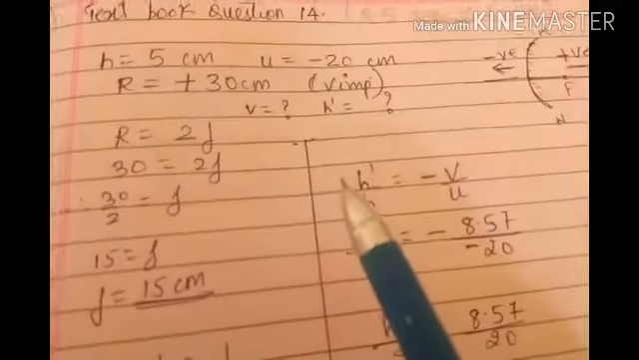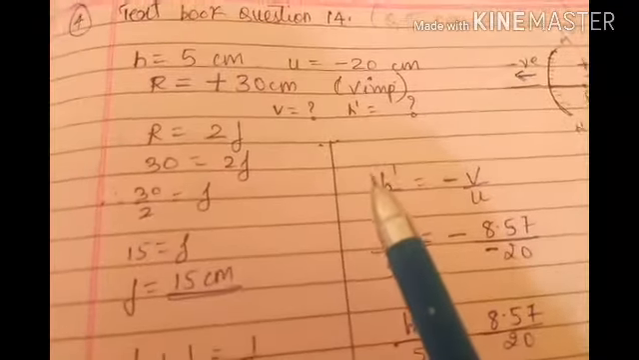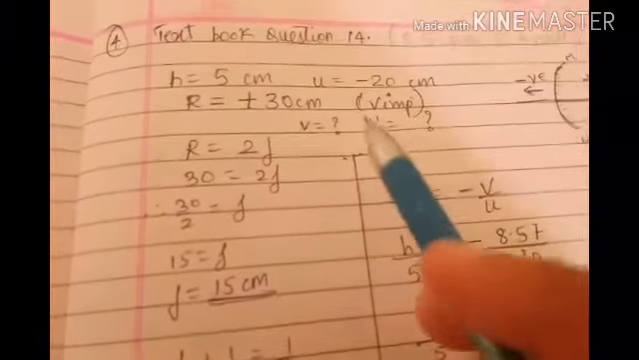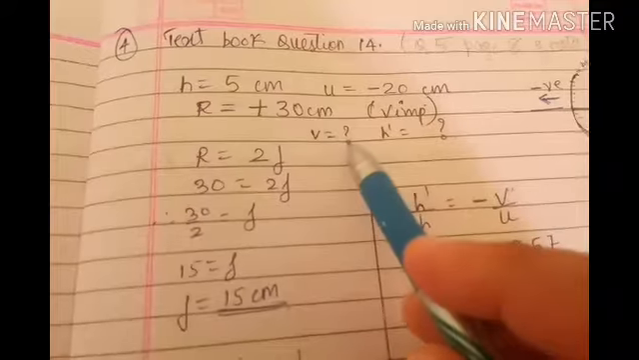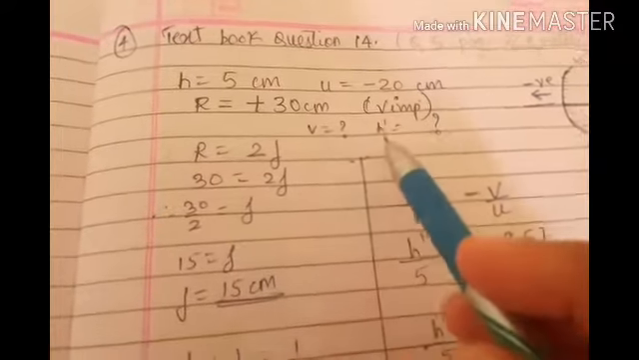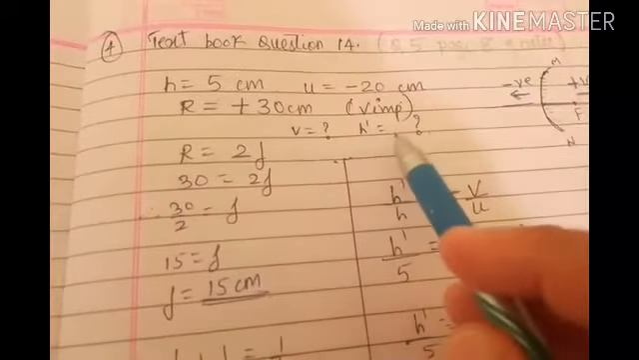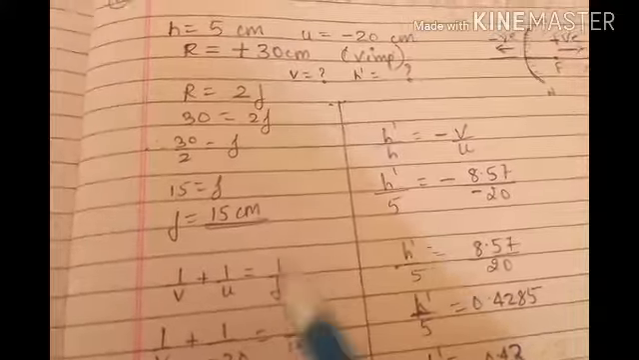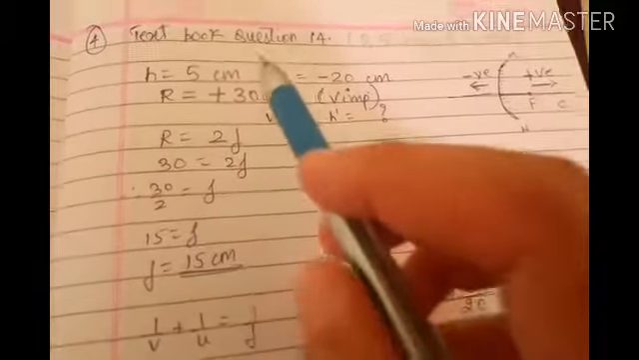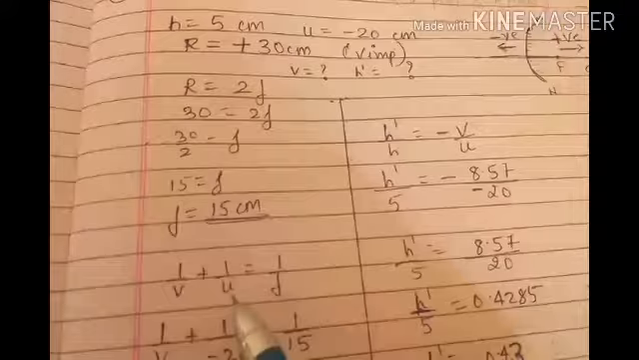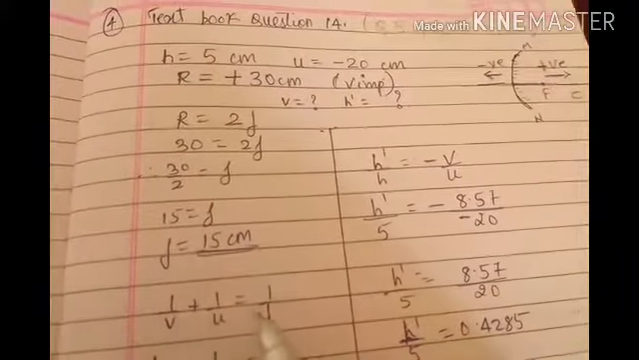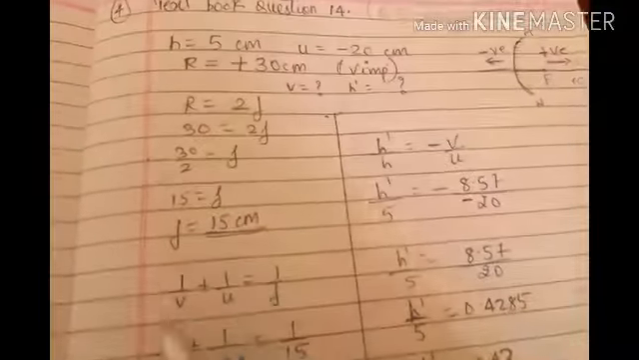Then we are asked to find the position of the image, its nature and size. Position of the image means v is equal to what? Where the image is formed, and the height of the image. So h dash we need to find. Here usually we use the mirror formula to find v. But here u is given to us, v we have to find, f is not given. So how can we use the mirror formula?